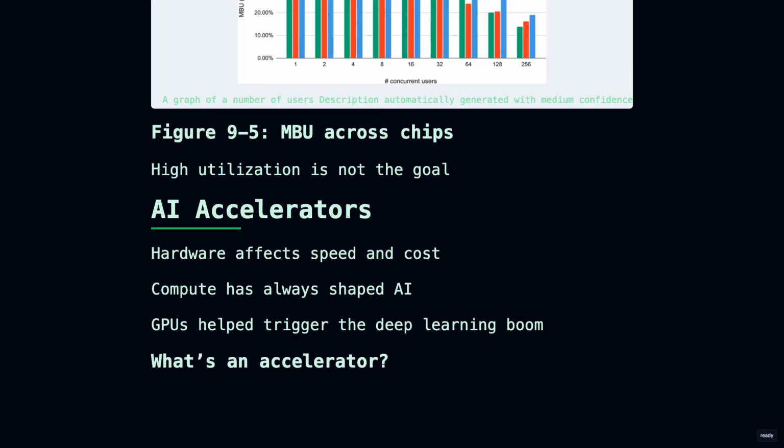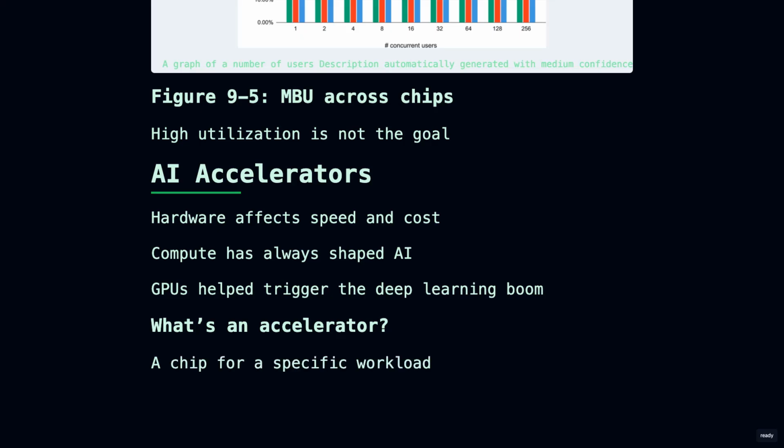Now, let's define the term. An accelerator is simply a chip built to speed up a particular workload, and in AI, that usually means work on neural networks. AI accelerators are specialized for AI tasks. And today, the dominant example is the GPU. NVIDIA has been the biggest commercial winner in that market.